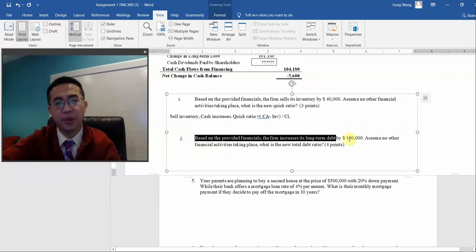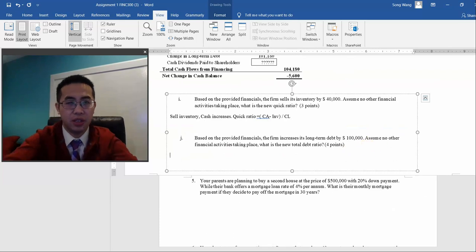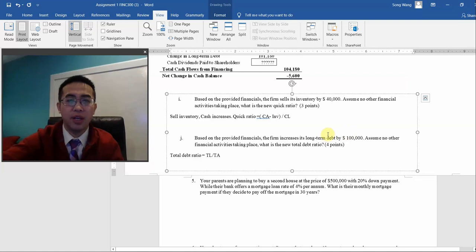And for question J, when a firm increases its long-term debt by $100,000, what's the new total debt ratio? And you should know that the total debt ratio is total liabilities divided by total assets. So when the firm increases long-term debt by $100,000, you should keep that in mind, that your cash increased by the same amount. As I said, when liability increases, the cash also increases by the same amount. And the cash is part of total assets. Long-term debt is part of total liabilities. So you should incorporate the changes to both the factor either above or below the fractional line to calculate the new total debt ratio.